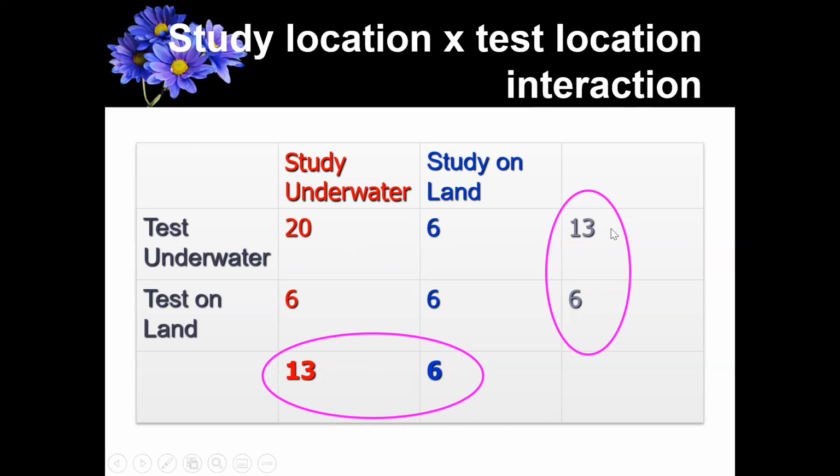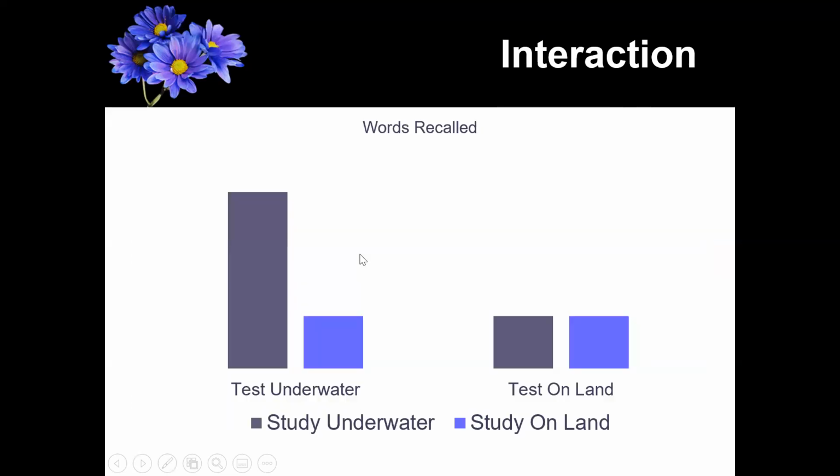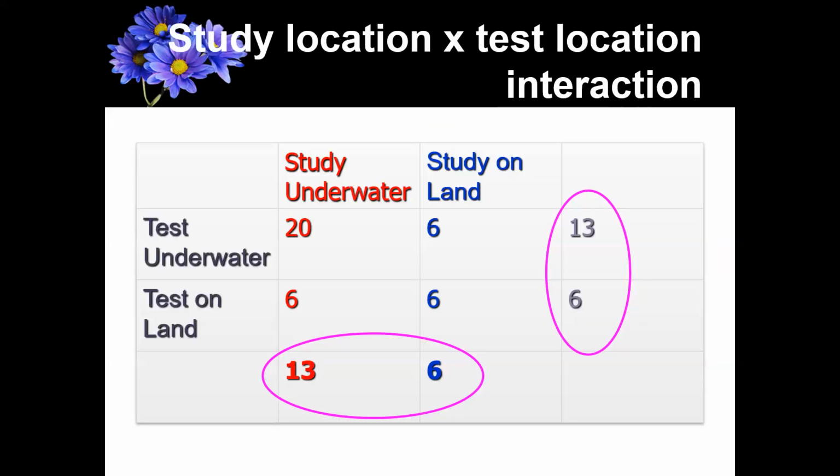Judging this way, it looks like testing underwater is good, and also studying underwater is good. But that's not the case, because when we actually break it down by separate conditions and don't take the averages, we know that studying underwater is beneficial, but only when you test underwater. Okay? So that's why you have to be cautious about reporting a main effect when you have an interaction, because the interaction might make it look like there's a main effect that's actually only an interaction.